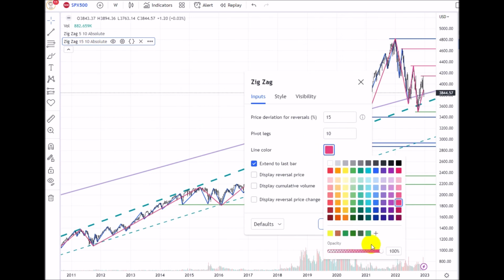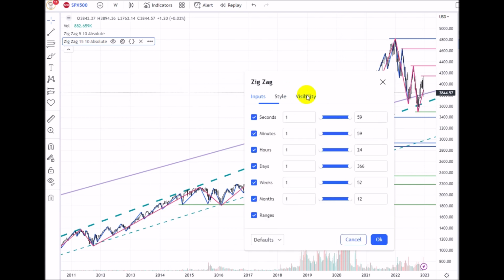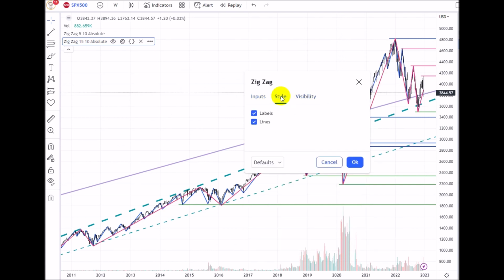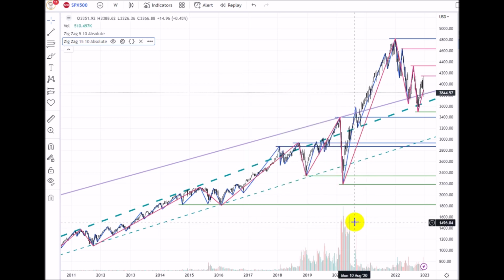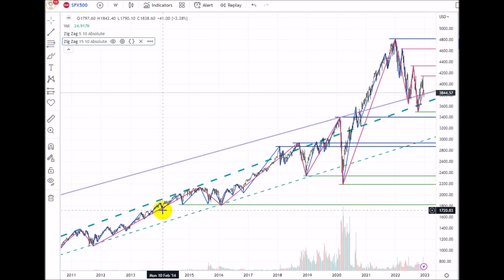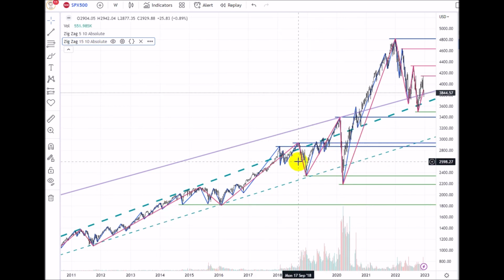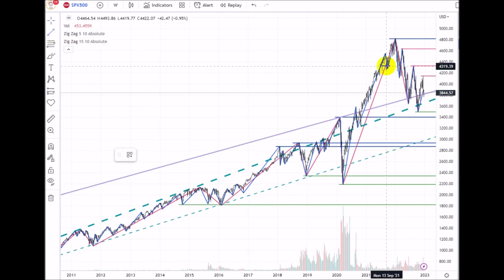Let me see if I can increase the line. Nope. So style, visibility. Okay, good enough. So what I've done here is I've got a shorter term zigzag and a longer term zigzag. The reason I do this is because I'm looking for critical peak and trough levels that operate as major resistance levels.